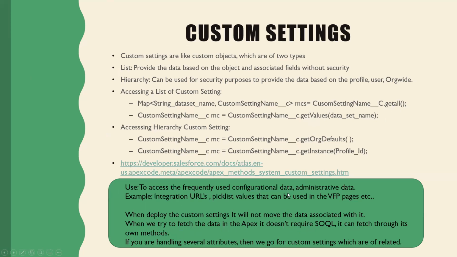I maintained these custom settings and tested one of our callout methods that we were discussing. Sir, you were explaining that callout method from Trailhead. I copied that one and tried it in this example. I think it worked out. Okay, this is all about custom settings. Do you guys have any questions?